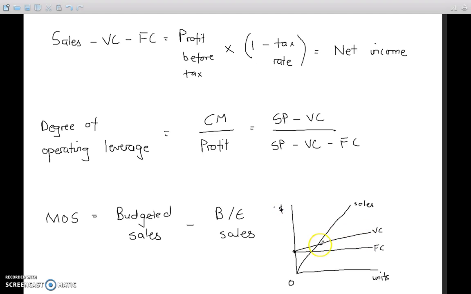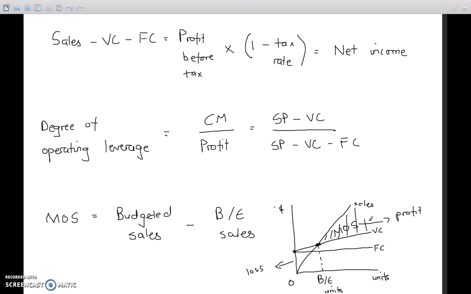Okay? So now over here, this intersection of sales and variable cost is your break-even point. It's much better to illustrate it and see what actually goes on in a break-even point. Now this triangle below the break-even point, if your sales are anywhere in this area, you're going to have a loss. And if your sales are in this shaded area over here, you're going to have a profit. Now the area that I've shaded over here is called your margin of safety.